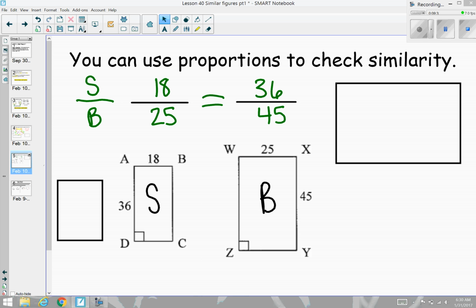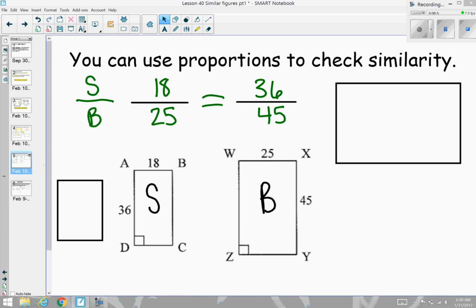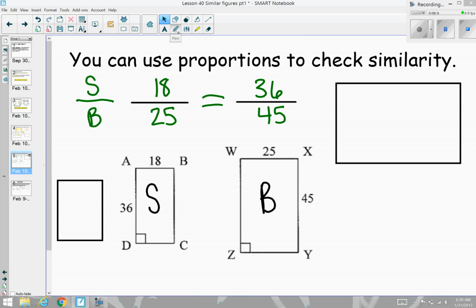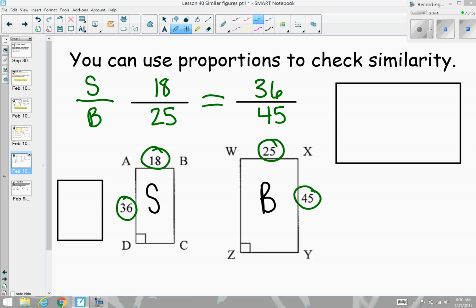So I said 18 right here. Oh, I apologize. So I said 18 is in the same location as 25. And that 36 is in the same location as 45. Now, even though they're on opposite sides of a rectangle, we know that this side, XY, has to be congruent to WZ, so therefore 45 would be the same number.